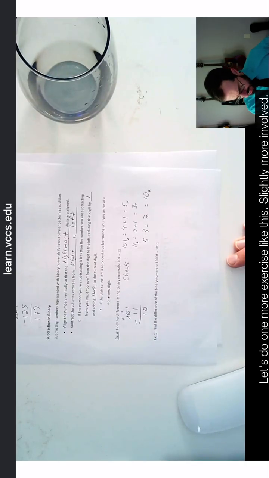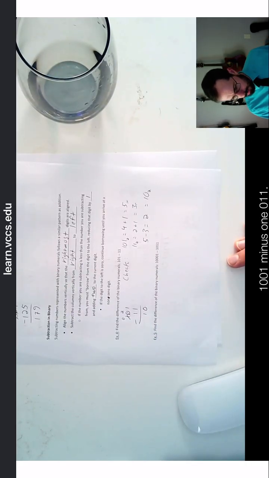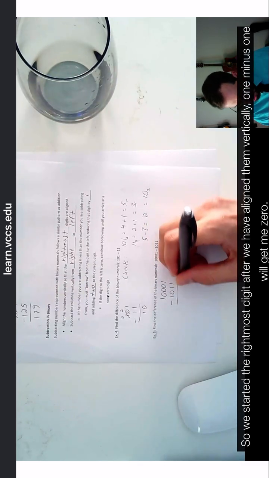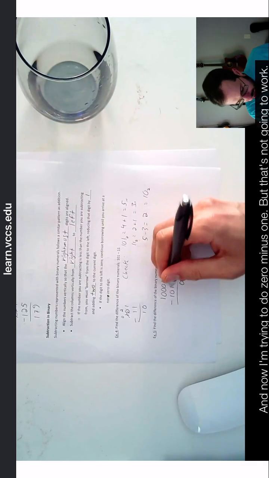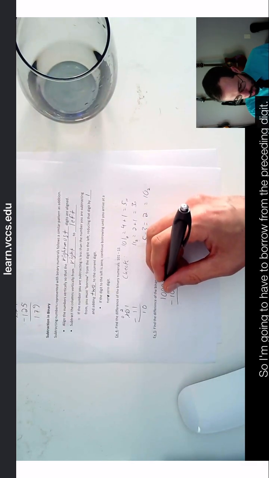Let's do one more exercise like this, slightly more involved. 1001 minus 1011. Okay, so we start at the rightmost digit after we've aligned them vertically. 1 minus 1 will get me 0. And now I'm trying to do 0 minus 1, but that's not going to work. So I'm going to have to borrow from the preceding digit.